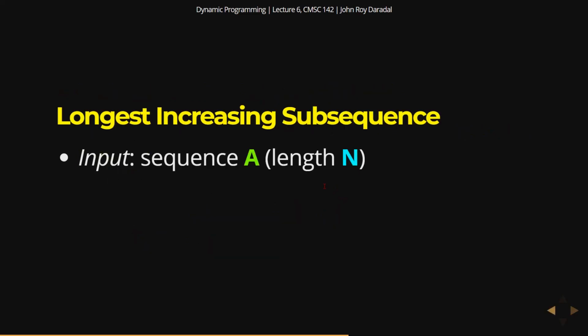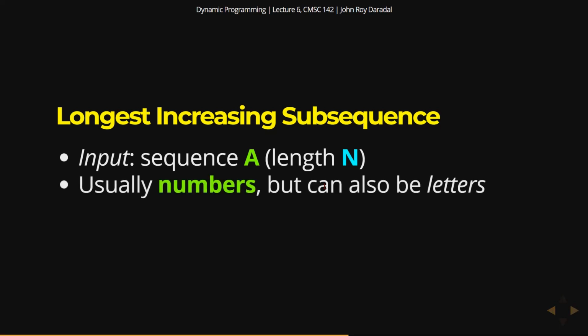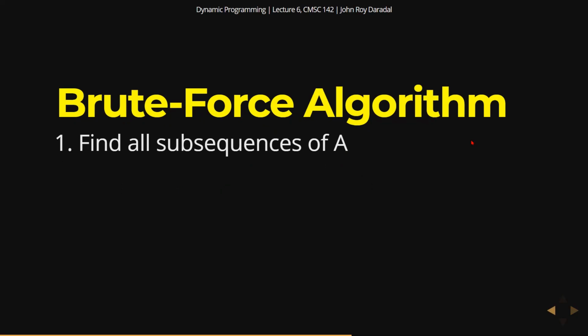Okay, so let's try to define the problem formally. For longest increasing subsequence, we'll get a sequence A of length n as our input. So we'll only have one sequence, okay? And it's usually numbers, but it can also be letters. If it's letters, then just follow the alphabetical order. And our output is the LIS of A, so the longest increasing subsequence of sequence A. So it's LIS of A, not Lisa of Blackpink, okay? Anyway, before we discuss the dynamic programming solution, let's again take a look at the possible brute force approach.